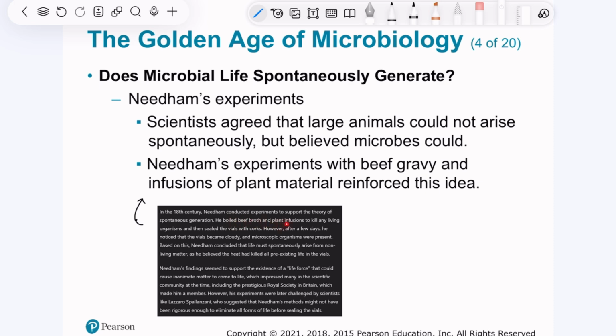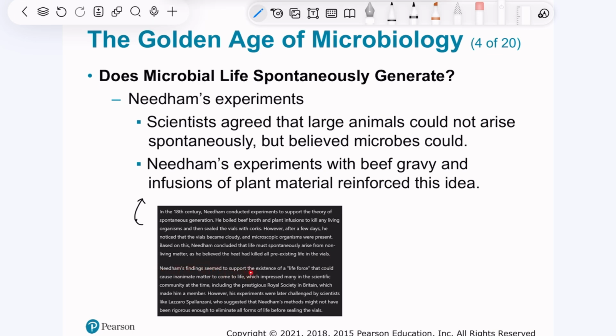He boiled beef broth and plant infusions to kill any living microorganisms and then sealed the vials with corks. However, after a few days, he noticed that the vials became cloudy and microscopic organisms were present. Based on this, Needham concluded that life must spontaneously arise from non-living matter, as he believed that heat had killed all pre-existing life in the vials.